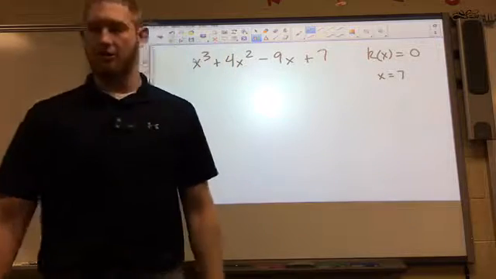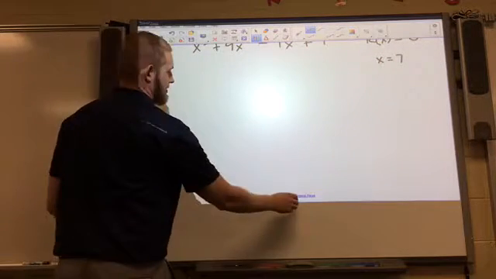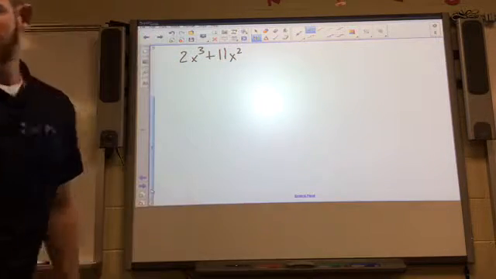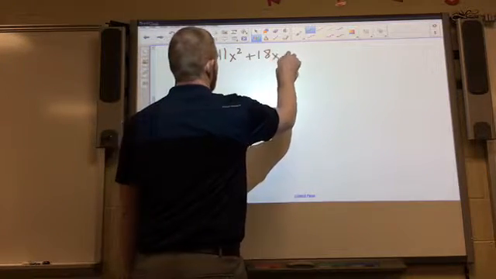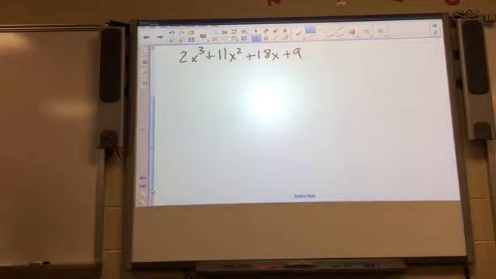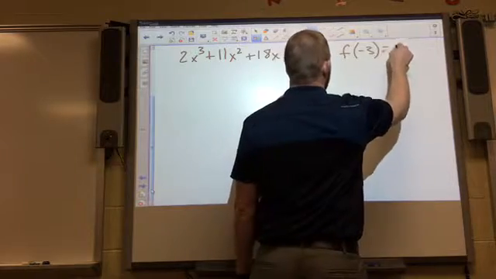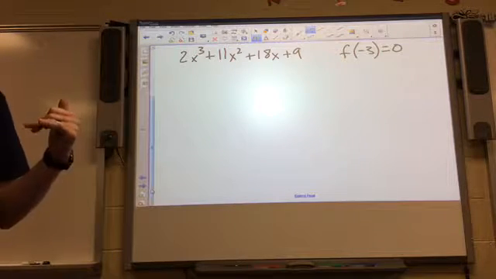Okay. So the first example that we have here is 2x cubed plus 11x squared plus 18x plus 9. And then they tell me that f of negative 3 equals 0. Which means if I were to plug in negative 3 for x, I'd get 0, right?